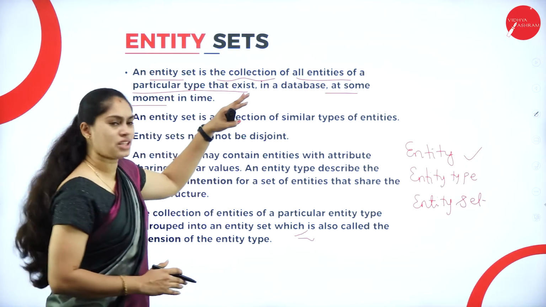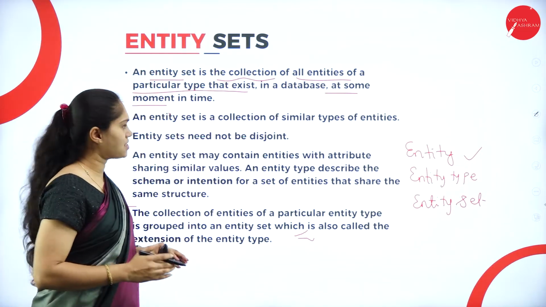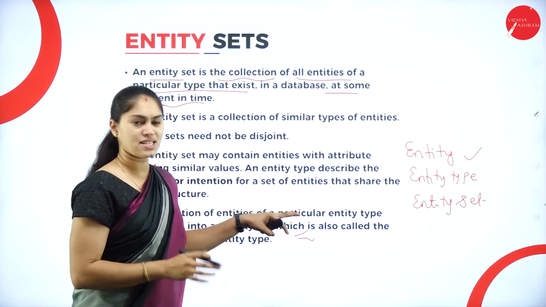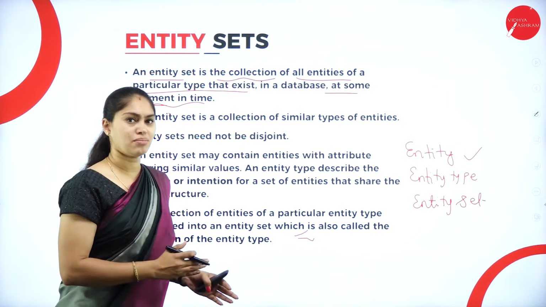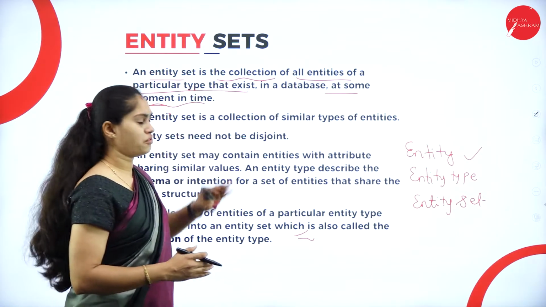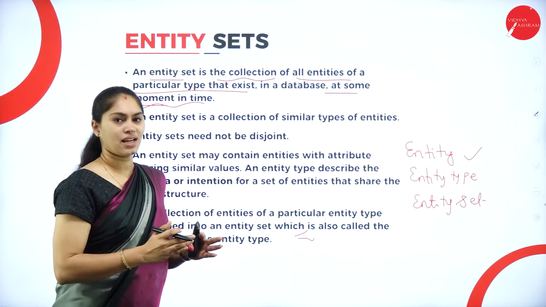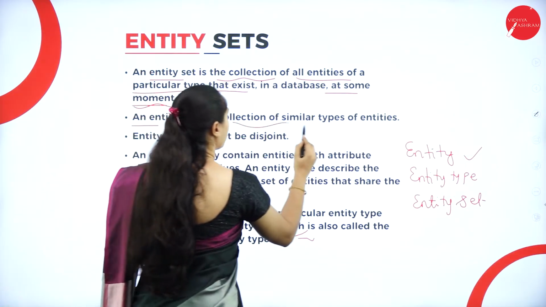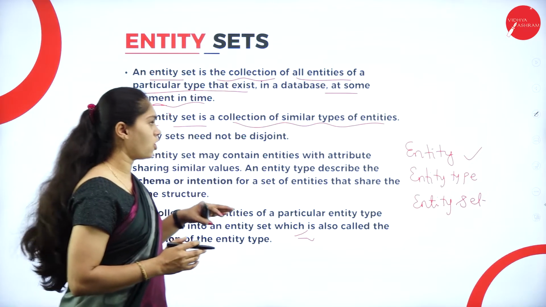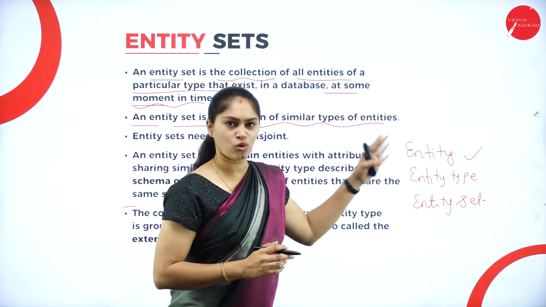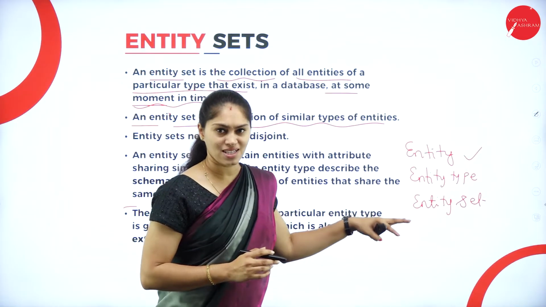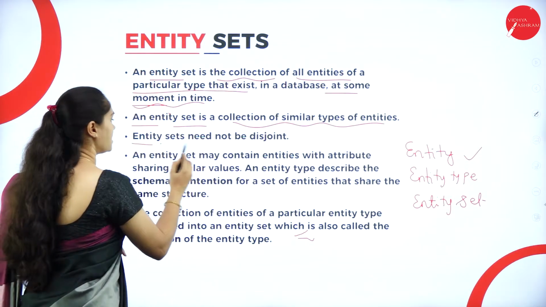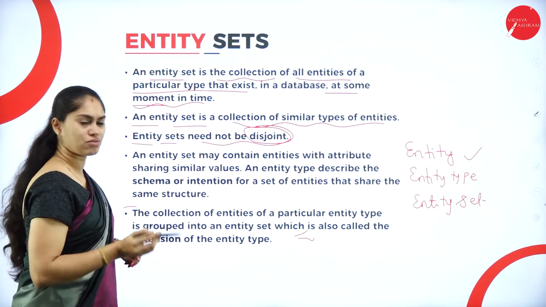So it is a collection of the entities of a particular type that exists in a database at some moment in time. If I consider this moment of a database, whatever entities we have can be either the same kind of entity or different kinds of entities. If it is a collection of all the entities of a particular type, then we are going to call that an entity set. So an entity set is a collection of similar types of entity. If you consider a student, student is related to course and student is also related to marks table, or marks entity. So it will have similar types of entity, and also entity sets need not be disjoint. That you have to remember here.